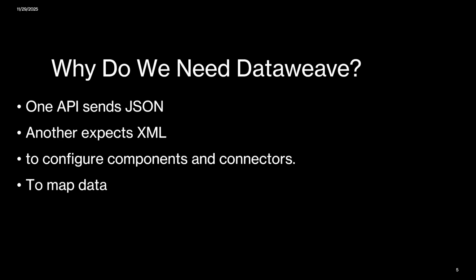Next, why do we need DataWeave? So let's understand. Just suppose one API sends JSON data, and another API expects data in the form of XML. So in that case, with the help of DataWeave, we can convert this JSON data into XML data. And also with the help of DataWeave, we can configure Mule components and connectors, and the next use is to map the data.